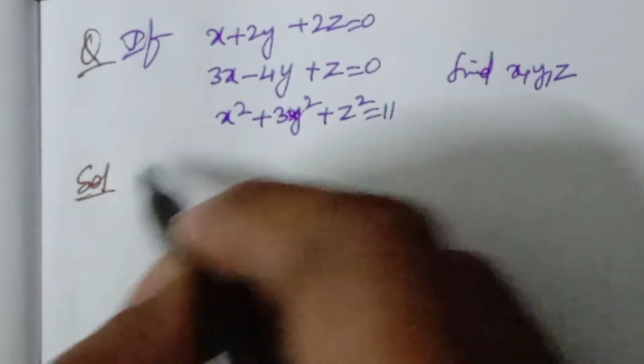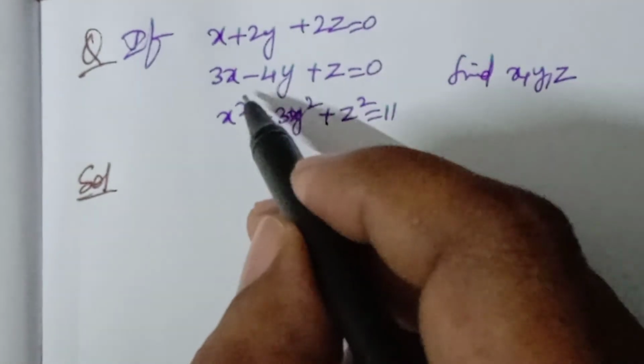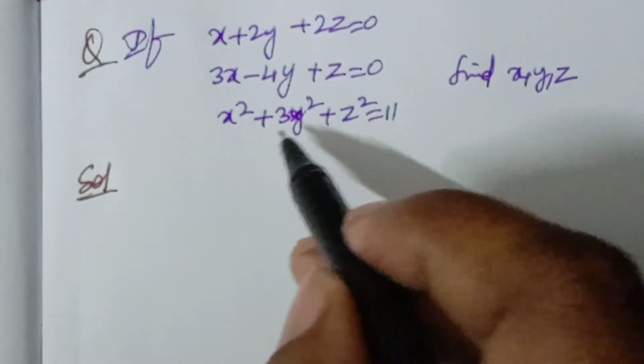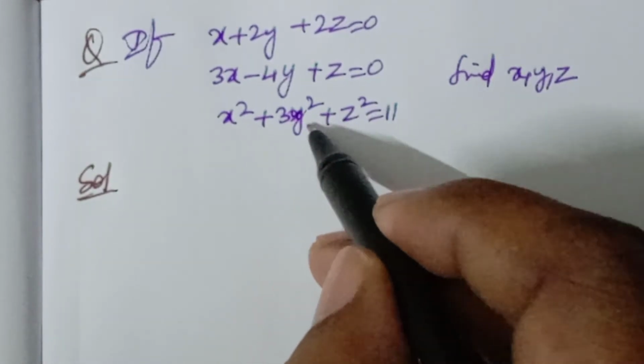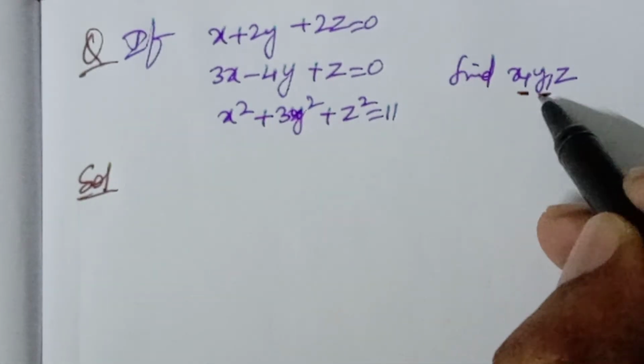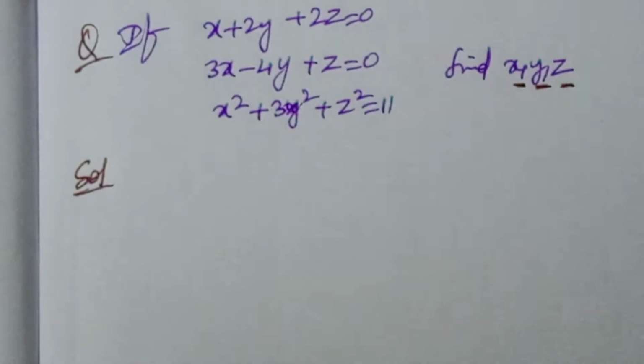So the question is: given x + 2y + 2z = 0, 3x - 4y + z = 0, and x² + 3y² + z² = 11, find the x value, y value and z value.